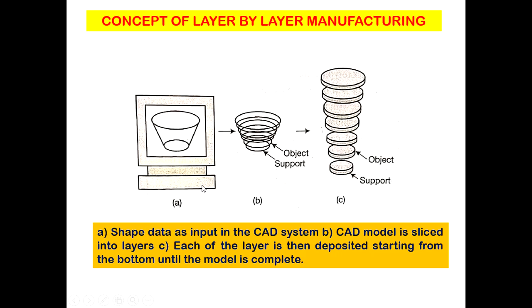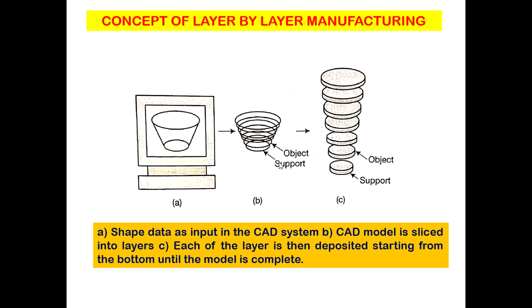So in this figure we can see the concept of layer by layer manufacturing. In figure A, it is a 3D CAD model which is generated with the help of computer software. Then this 3D CAD model, in the second step, is sliced into layers. How many layers we are going to have, that is to be decided.